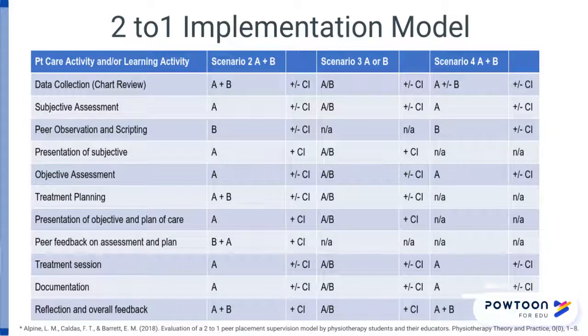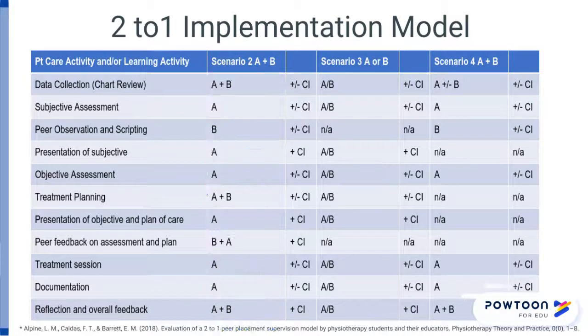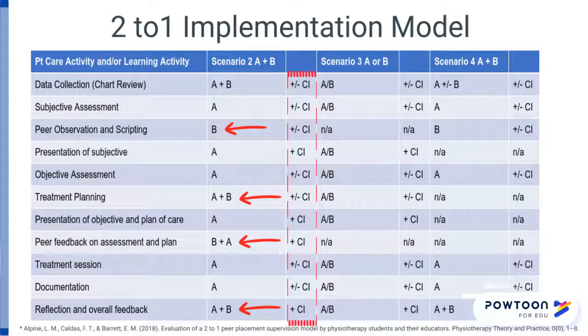Looking at the first column in scenario 2, you'll see that both students are involved in data collection, but student A, the lead student, takes over the subjective and objective assessment, treatment and documentation, and presentation of findings to the CI. Student B, the observer, is responsible for peer observation and scripting, helping with treatment planning, providing peer feedback and assessment, and engaging in overall feedback. The CI can decide when they need to be present based on the lead student's level of independence.